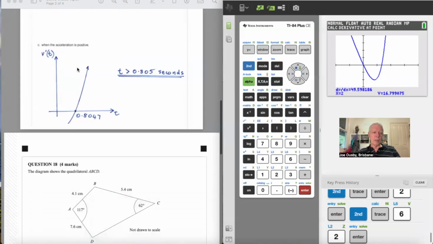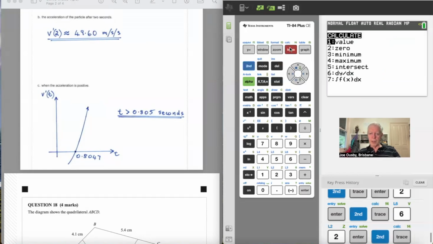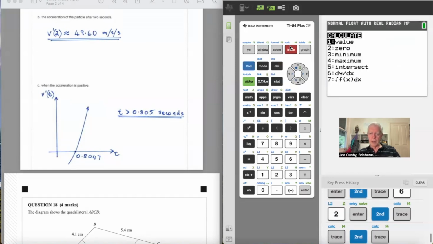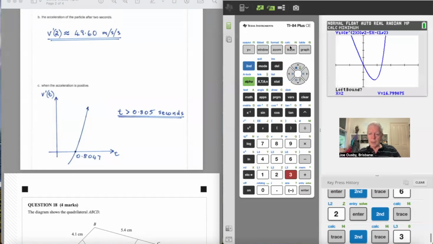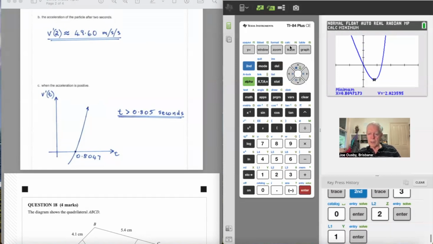Now, if we go on then to the next question where it says, when is the acceleration positive? Now, for some students, it's very simple. All I have to do at this point is say, okay, I know what's happening there. So if I went back and said, okay, where is the minimum turning point in this? Now the left bound certainly would be 0. The right bound could easily be 2, and 1 is my first guess. And so it comes back with 0.8047.